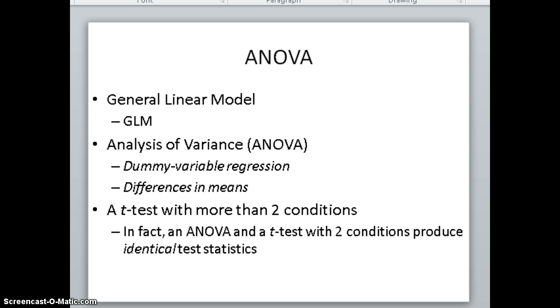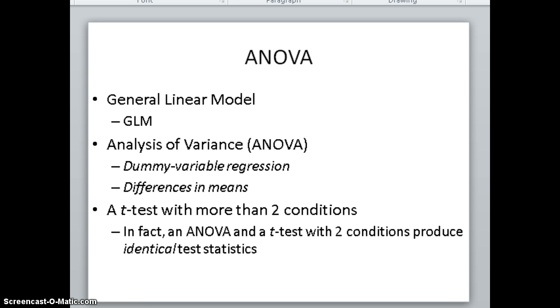So we talked about regression, and that regression is only with continuous variables. Well, ANOVA is a special case of regression with categorical variables. Regression and ANOVA are actually the same thing and are types of what we call the general linear model, or GLM. In fact, you can think of ANOVA as a case of regression with dummy variables. Remember, I mentioned that before. ANOVA is also like a t-test with more than two conditions.